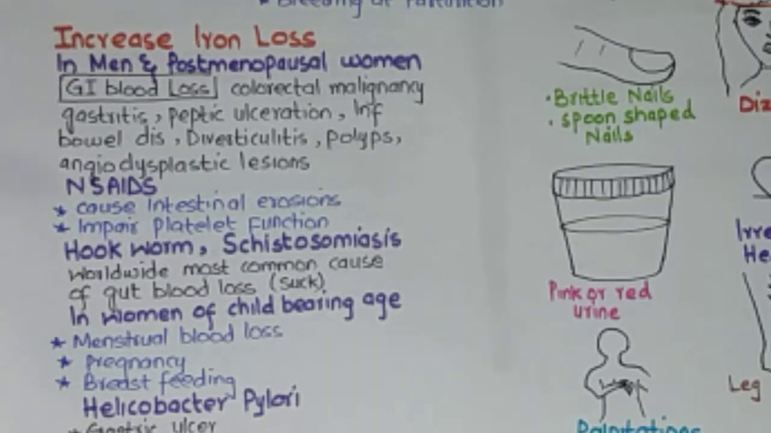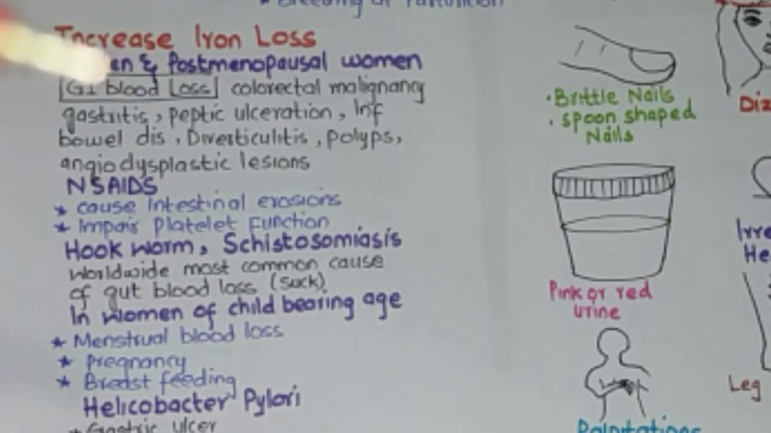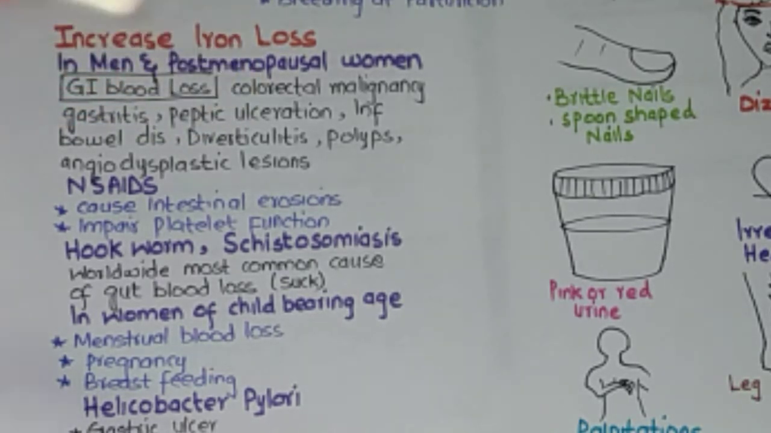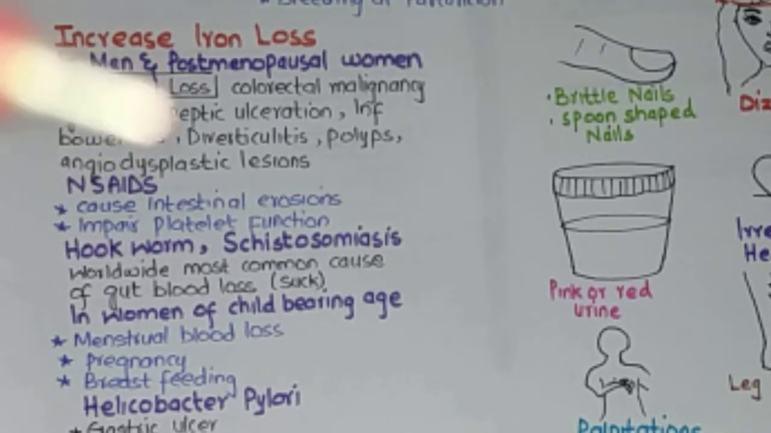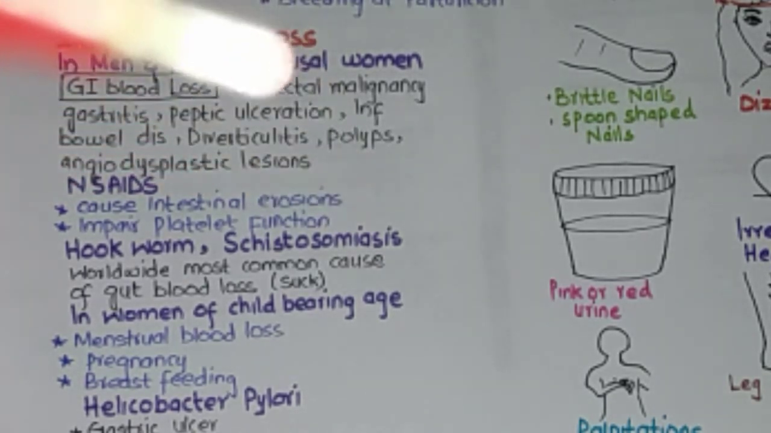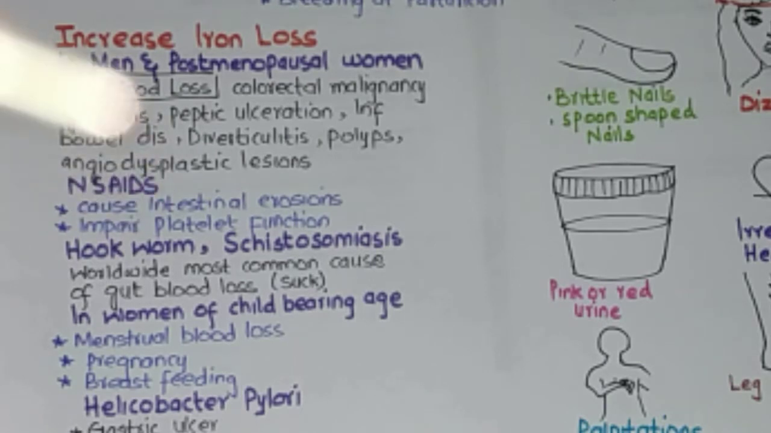Okay friends, the next cause of iron deficiency anemia is increased iron loss. A patient comes to you, he is a man, or she is a postmenopausal woman. The most probable cause of the iron deficiency anemia will be GI blood loss, like colorectal malignancy, cancer of the colon and the rectum, gastritis, inflammation of the stomach lining, peptic ulceration, sores in the stomach, inflammatory bowel disease showing different inflammatory diseases of the bowel, diverticulitis, small pouches and their inflammation, polyps or mushroom-like stalks, angiodysplastic lesions of the vessels associated with the GIT.